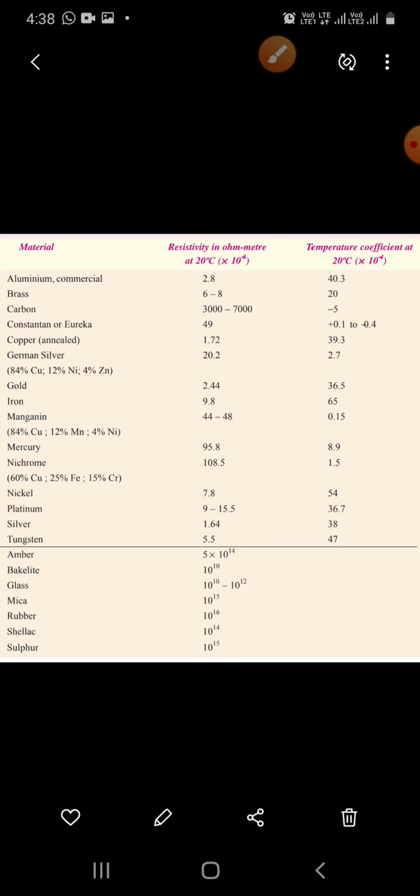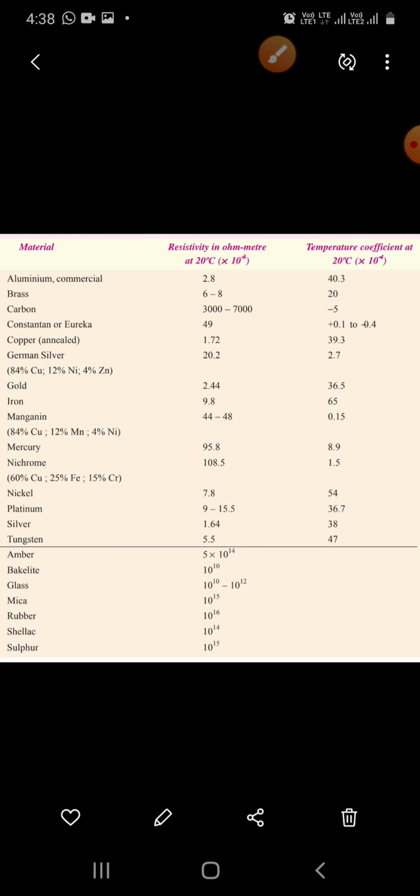So we have not included the temperature coefficient for those, only for the very good conductors, or those that somehow take part in conduction, or come under conducting materials. For them I have shown the resistivity in ohm meter at 20 degrees centigrade, and also the temperature coefficient. For the rest of the materials, I have shown the resistivity of Earth.